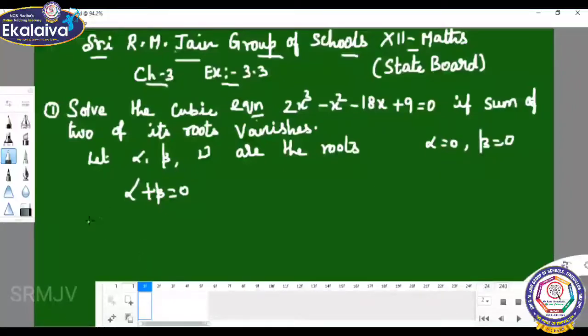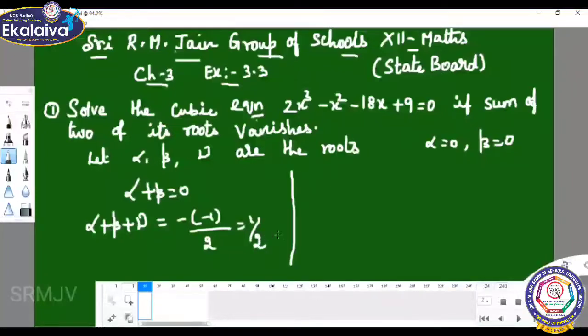And now take the sum of the roots. Sum of the roots is what? Alpha plus beta plus gamma equal to minus b by a. It is nothing but second term by first term, minus of minus 1 by 2. It gives 1 by 2.